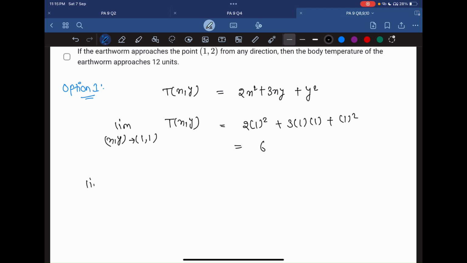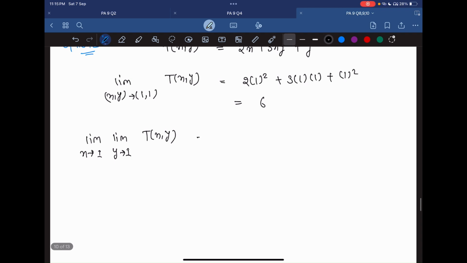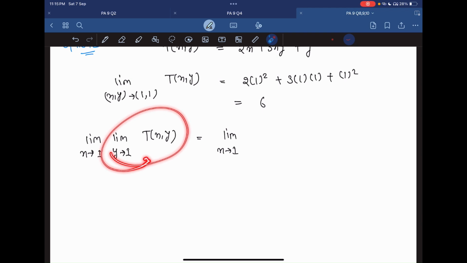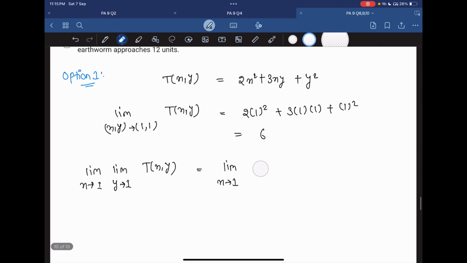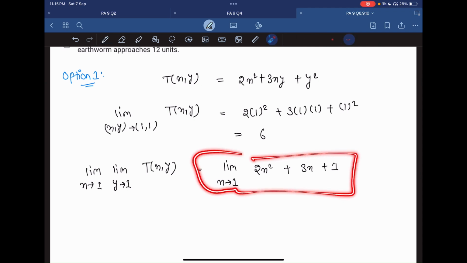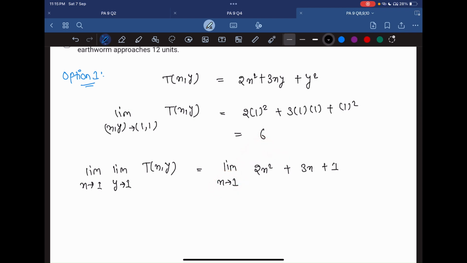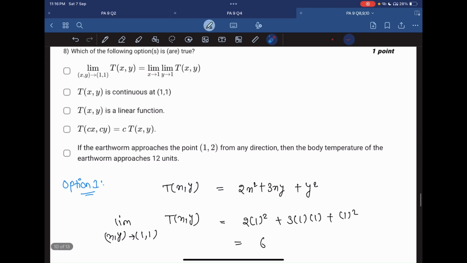Now for limit x tending to 1, limit y tending to 1 of T(x, y), this would be limit x tends to 1. Now here we will solve this part first. For that we can put y equal to 1 in the function, then we will get 2x² + 3x + 1. And now we will solve this part. For that we can put x equal to 1. So we get 6. So both these are the same. So that means the first option is true.